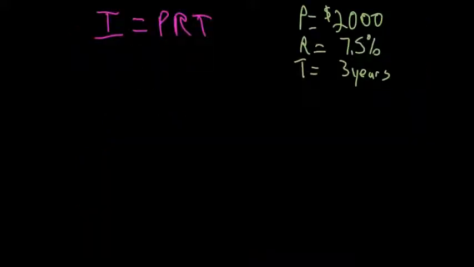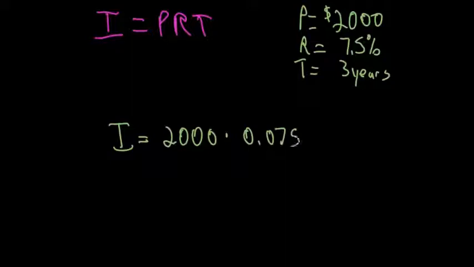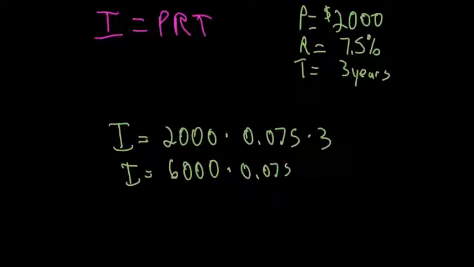Alright, so let's do some more problems. We have a principal of 2,000, our rate of 7.5%, so we have to convert that to a decimal, 0.075, 75 thousandths, times our years, which is 3. Again, it's easiest to do the 3 times 2,000, which is 6,000, times our 75 thousandths. Again, I'm not going to try and do that in my head.